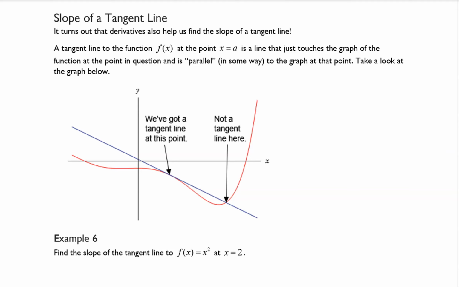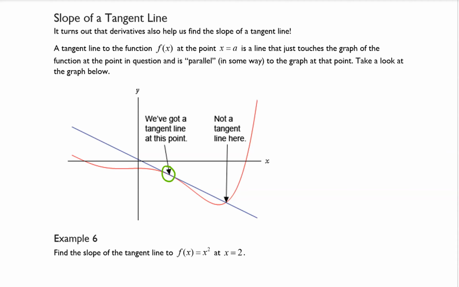It turns out that derivatives also help us find the slope of a tangent line. A tangent line to the function f of x at the point x equals a is a line that just touches the graph of the function at the point in question and is, quote, parallel in some way to the graph at that point. Take a look at the graph below.